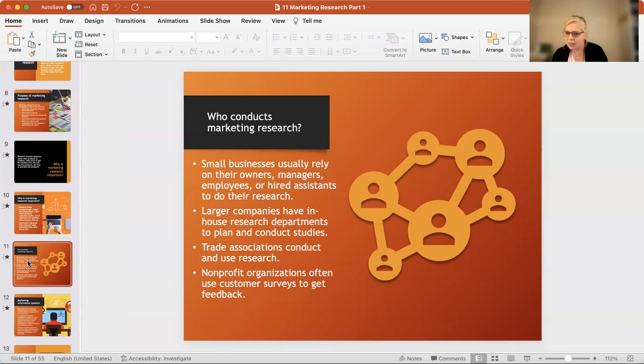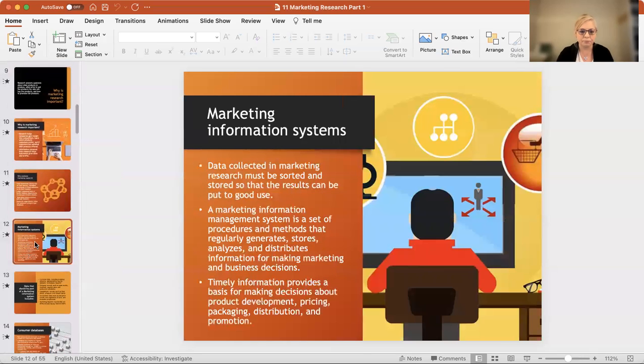Not necessarily. Large companies will have people who are specialized in that, who work on it. Smaller companies tend to send it out to people who are very good and have expertise in doing marketing research. Small businesses will usually rely on their owners, managers, and employees, but you can also use outside companies depending on what your budget is. Larger companies will have in-house research departments. Trade associations will often conduct research, and nonprofit organizations will conduct their own research as well.